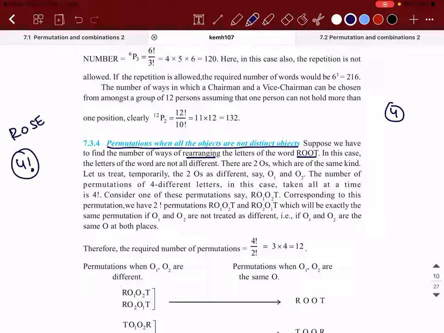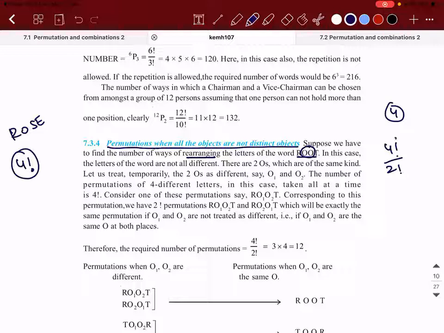Whereas if you have to arrange something where repetition is there, you can still do it in 4 factorial, where 4 is the number of objects available, divided by the factorial of the number of times a letter is repeated. So 4 factorial divided by 2 factorial. But why are we doing this?